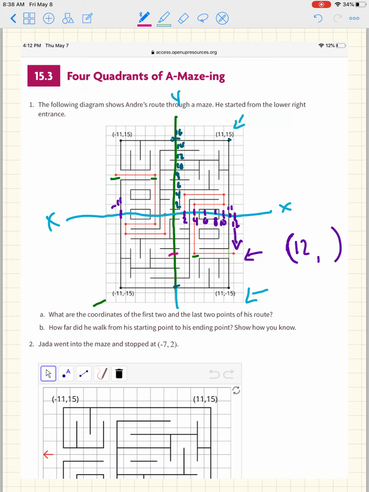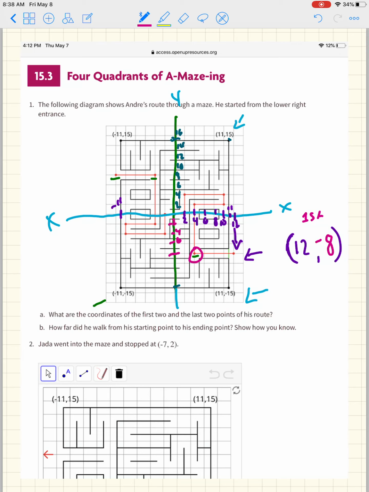So then we need to figure out what this point would be right here. So let's count down: negative 2, negative 4, negative 6, negative 8. So right here, we're going to have negative 8. Okay, so we know the first point is positive 12, negative 8.